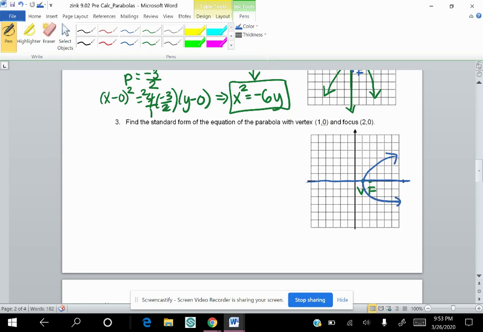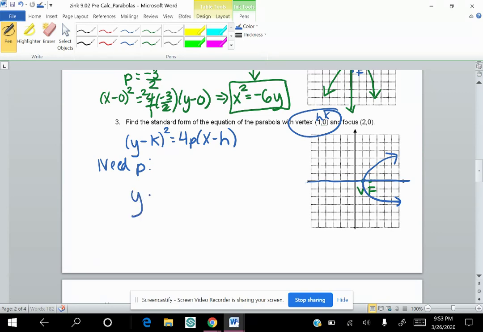If I open to the left or the right, then I know that y is squared. So y minus k quantity squared equals 4p times x minus h. Good news, I've already got my vertex, which I know is my h and my k. All I need is my p-value. Okay, so take a minute, pause the video, find your p, substitute it in, and write your equation in standard form.